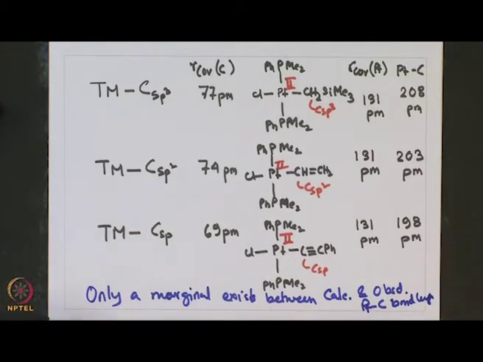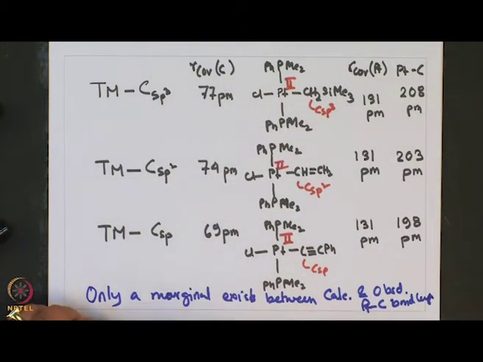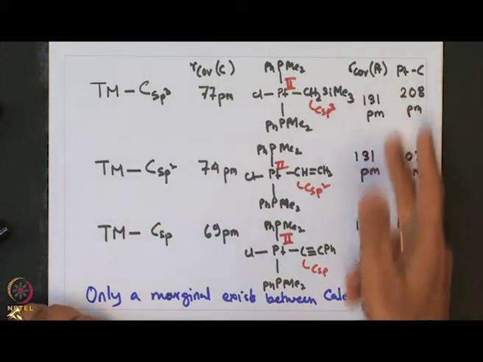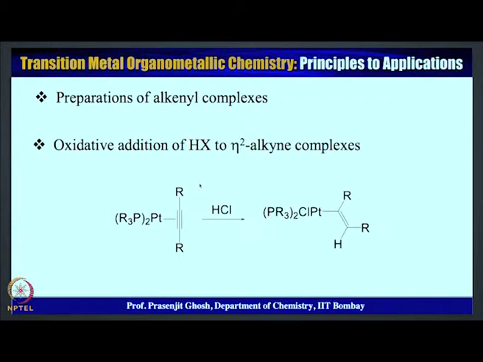This shows how the change in hybridization would result in variation in the bond, and that would end up being the bond getting shortened with the increase in s character. We are going to now discuss some of the methods available for preparation of these transition metal alkenyl complexes.